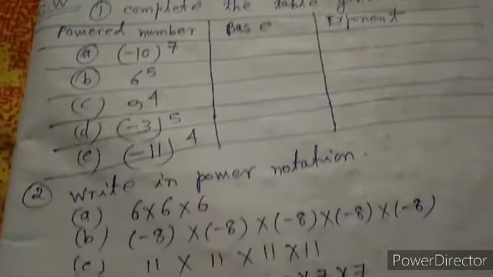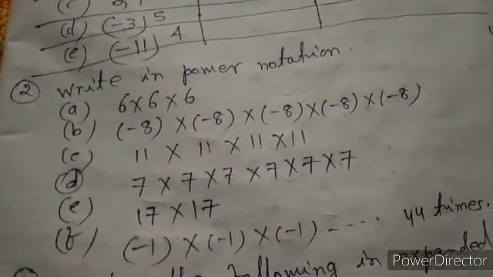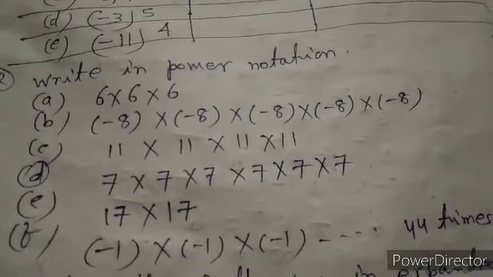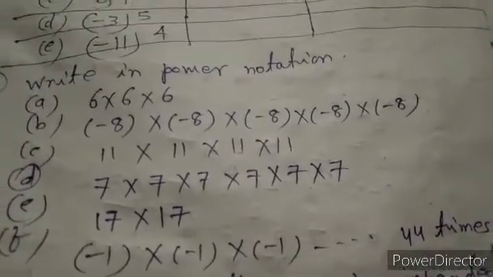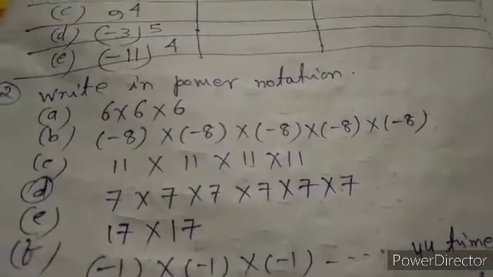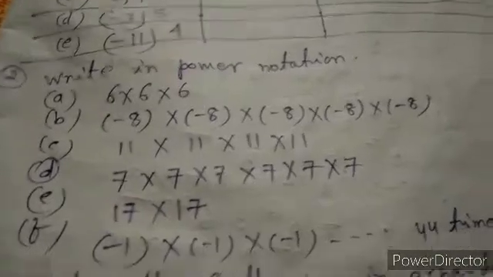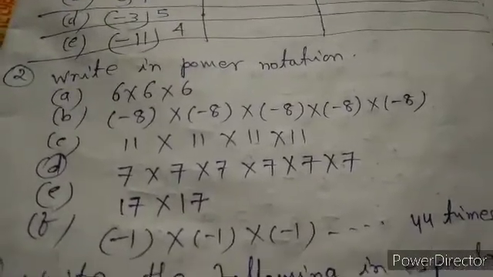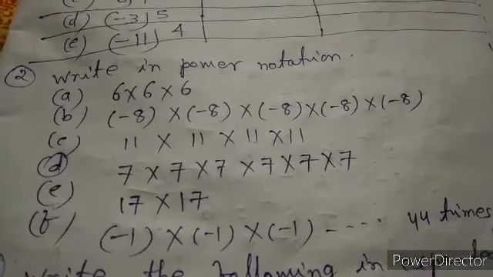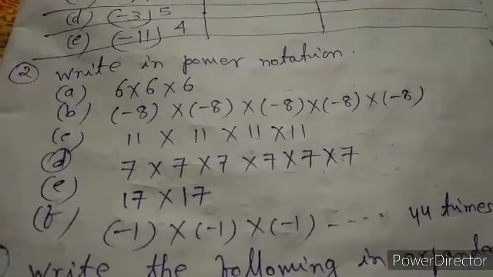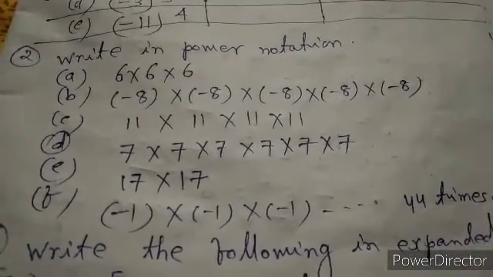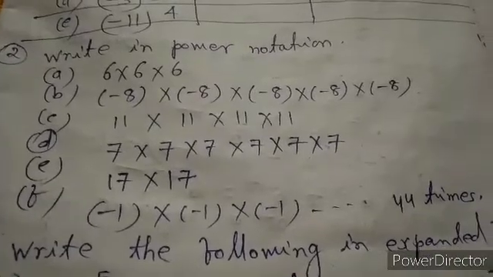Question 2, write in power notation: A 6 into 6 into 6, B minus 8 into minus 8 into minus 8 into minus 8 into minus 8, 5 times. C 11 into 11 into 11 into 11. D 7 into 7 into 7 into 7 into 7 into 7, that means it is written 6 times. E 17 into 17. F minus 1 into minus 1 into minus 1 up to 44 times.